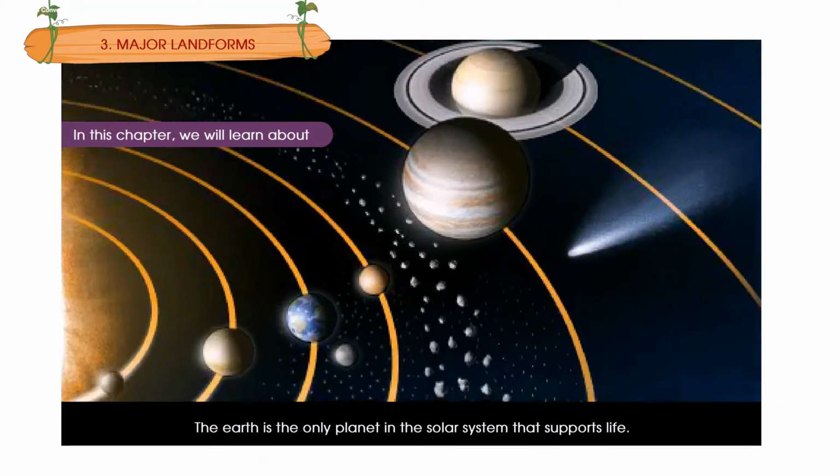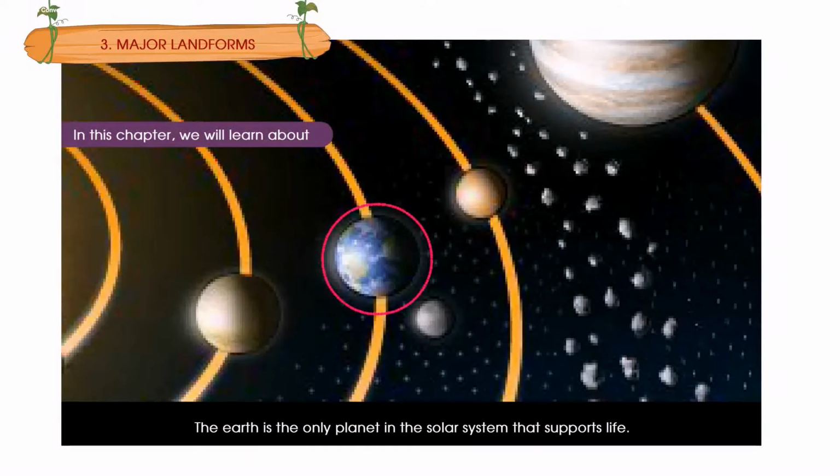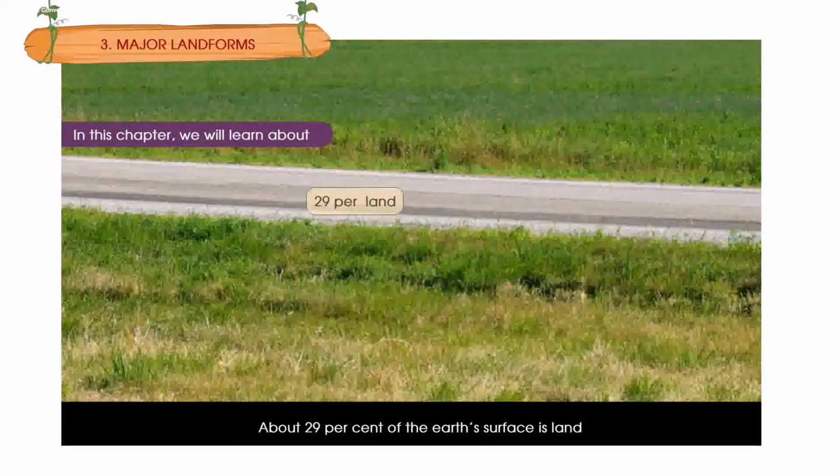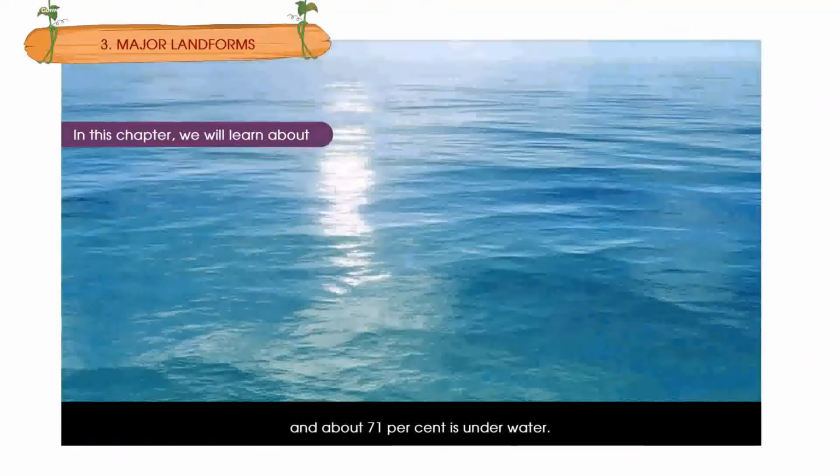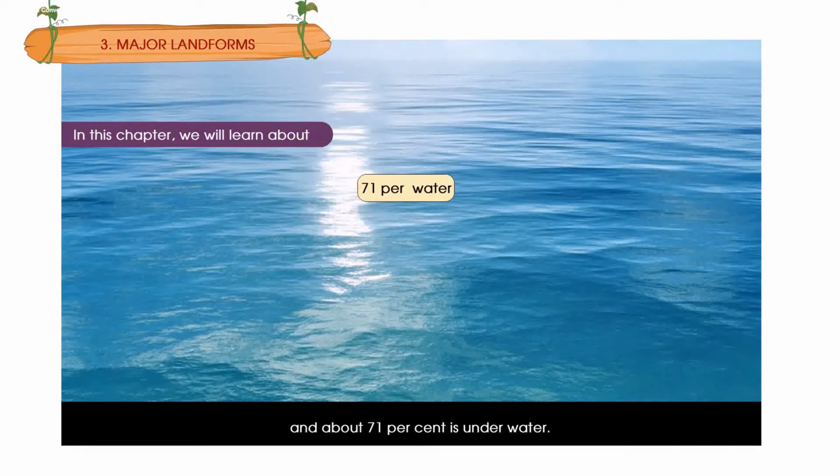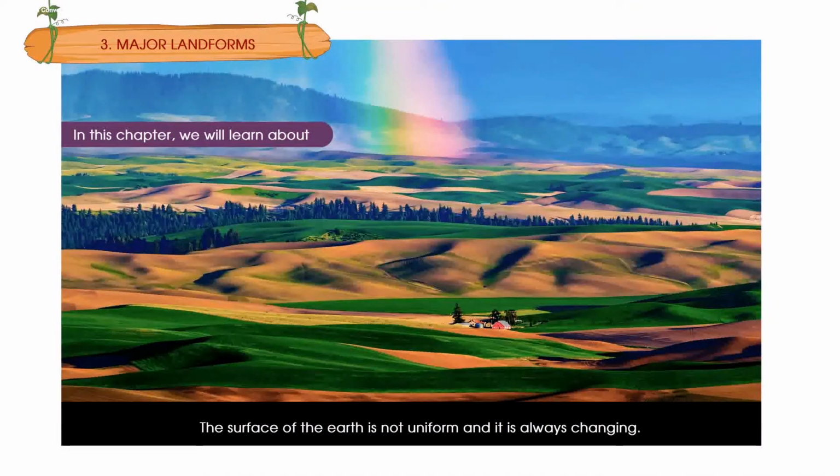The Earth is the only planet in the solar system that supports life. It is made up of land masses and water bodies. About 29% of the Earth's surface is land and about 71% is underwater. The surface of the Earth is not uniform and it is always changing.